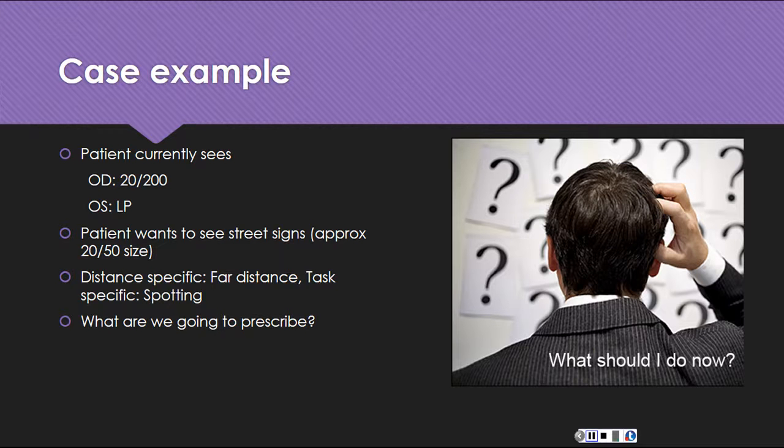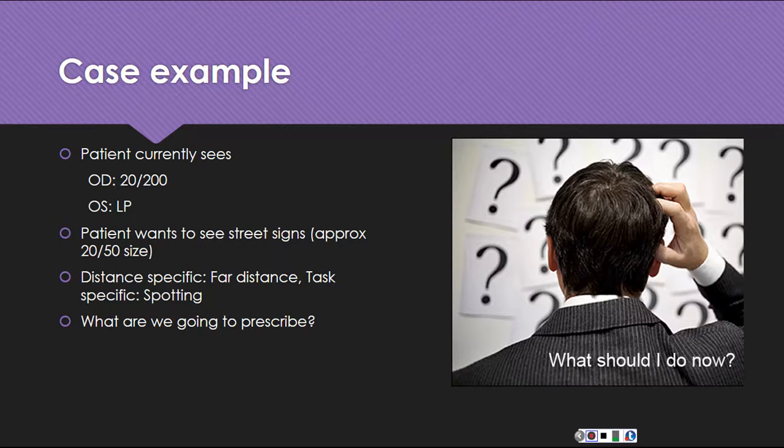So let's see how we would approach this in a case example. We have a patient that comes in for low vision. We've refracted them, and we're able to see that they can see 20/200 in the right eye and light perception in the left. So when we're looking at prescribing, we're going to look at the eye with the better visual function. So we're going to look at the right eye first. This patient's goal, through your case history, they gave you that SMART goal, that specific, measurable, attainable, realistic, and timely goal of wanting to be able to see a street sign.